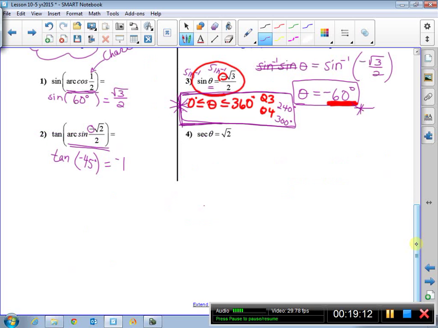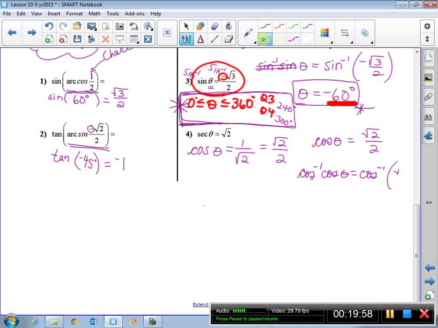All right, last one. Secant of theta equals radical 2. So I know if I'm going to be doing an inverse function that I really can't do sec inverse on my calculator, so I'm going to need to do cosine theta. So if secant theta is radical 2, then cosine theta is 1 over radical 2, which is radical 2 over 2 when we rationalize. So let's rewrite this problem as cos theta is radical 2 over 2. You see it's positive, so we know we're in quadrant 1. Do a cos inverse on both sides.